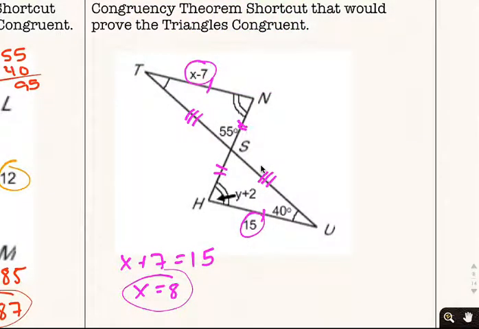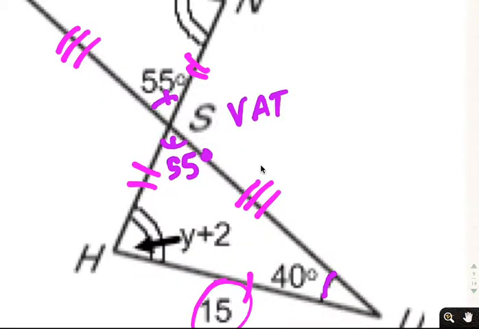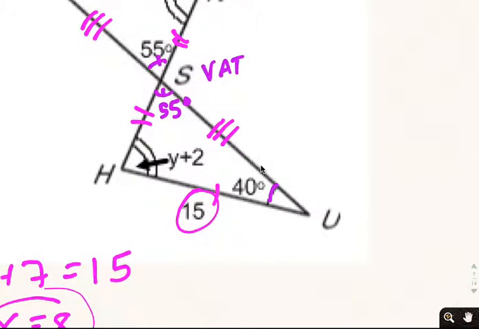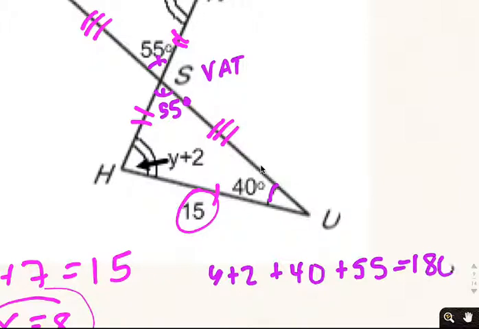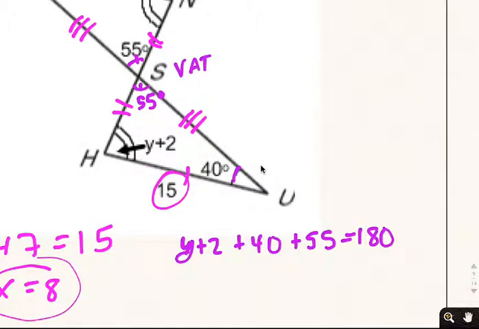Okay, and then we have to figure out this guy, so maybe a little bit more has to be done. I know this angle down here is 40. Hey, check this out. We have a vertical pair, so that's going to be 55 degrees. And that's going to be by the vertical angle theorem, of course. And then by the triangle sum theorem, I know these three have to add to 180. So if I take y plus 2 and I add 40 to it, and I add 55 to it, that's going to be 180 degrees. Triangle sum theorem says that is what's true about the angles of a triangle.